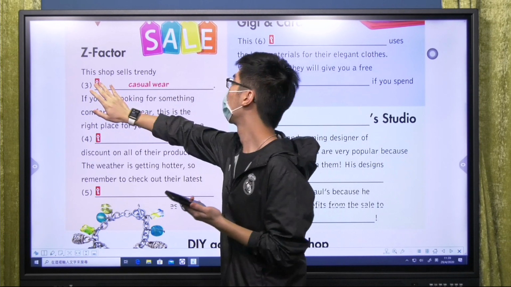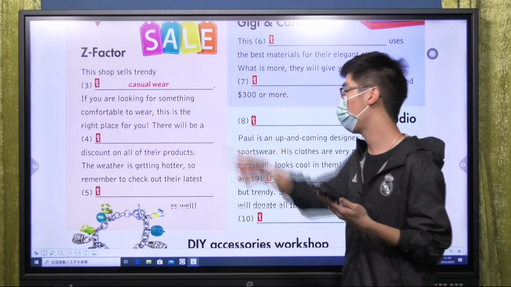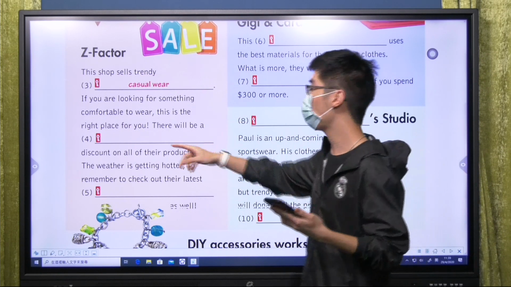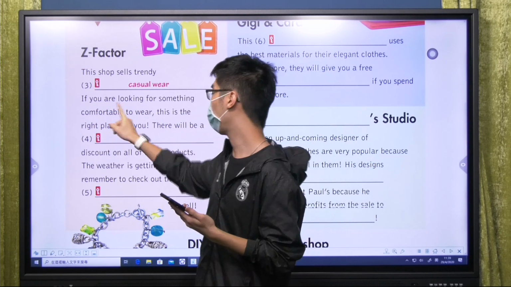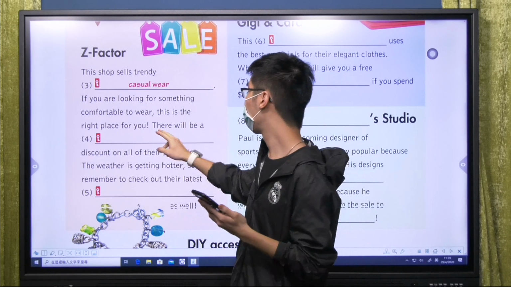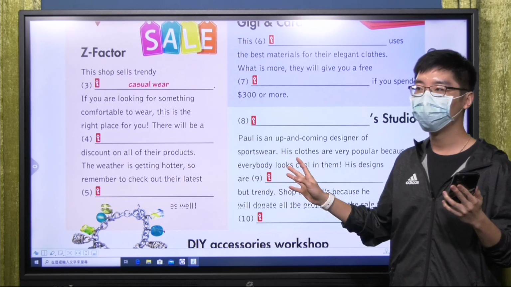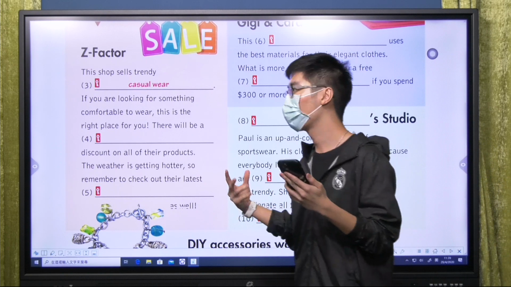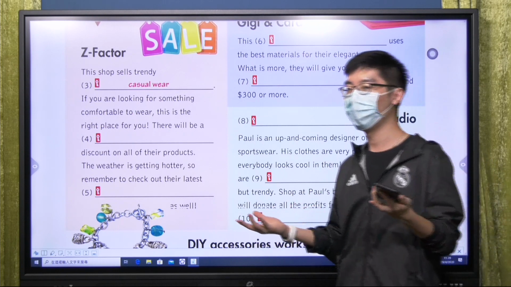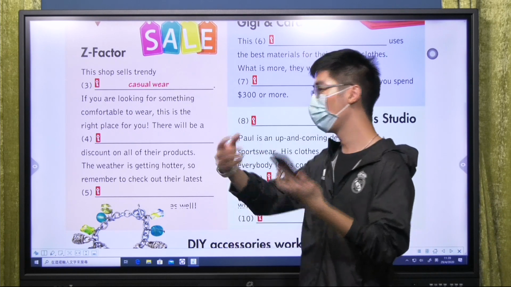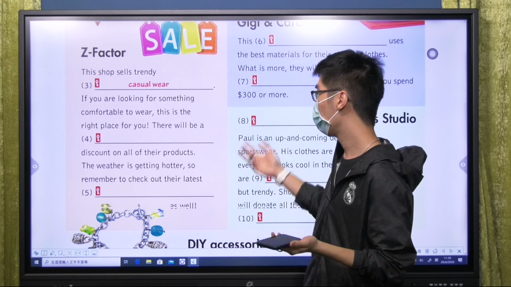20 watt. Casual wear, okay? Clothes that are light and comfortable. As you mentioned before, you are looking for something comfortable to wear, so this is the right place for you, because you can see the exclamation mark here. It is not a too formal article, it is just a shopping guide for you to read. So it's using some casual tone to attract your attention and increase the bonding between the readers and the writer, okay?